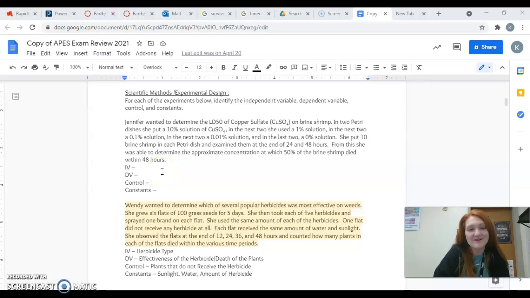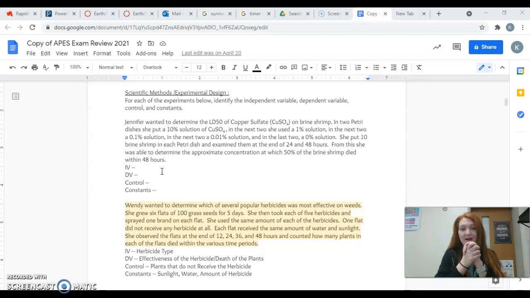Hey guys, so just one last thing. I know you guys have been reviewing a lot for your AP exam, but tomorrow you are expected to have an experimental design FRQ. You're going to have to be able to identify the independent and dependent variables, constants, and control. So I just thought I would do an example for you out of your study guide, okay?